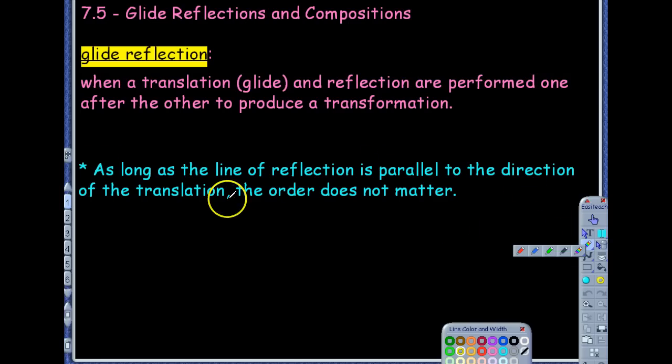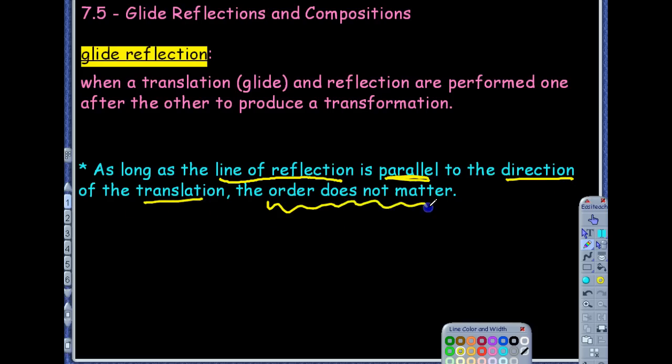It says as long as the line of reflection is parallel to the direction of your translation, the order will not matter. So that means I could first reflect, then translate, or I could first translate, then reflect. But only if the line of reflection is parallel to the direction of my translation. We're going to do a specific example.